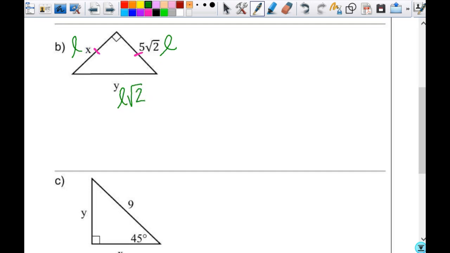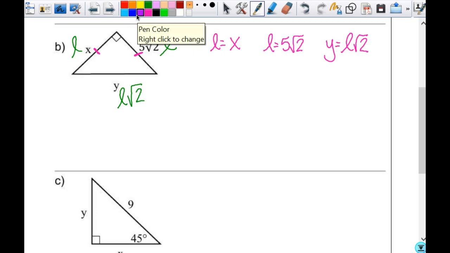And then I set up my little equations. I have that L equals X. I have that L equals 5 square root of 2. And I have that Y equals L square root of 2. Okay. So this time I got 3 equations because all 3 sides had something labeled on it from the beginning. Okay, we all good so far? So this first one, this is 2 variables. This only has 1 variable. This has 2 variables, so I have to start here.